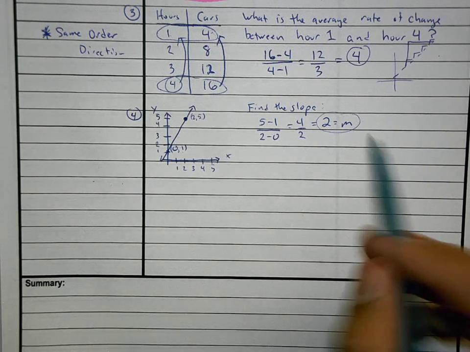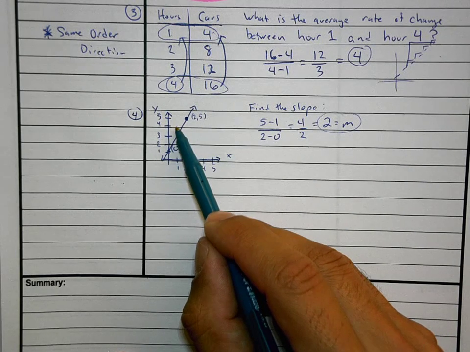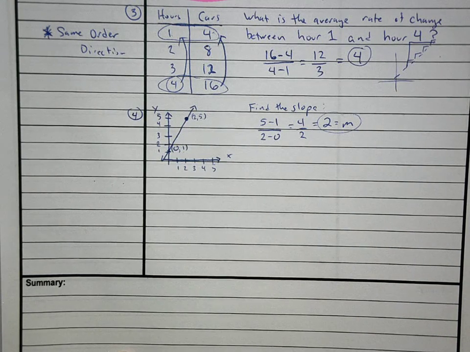And let me double check. Is the slope 2? Is it rising 2 and going over 1? I could double check that. It works.